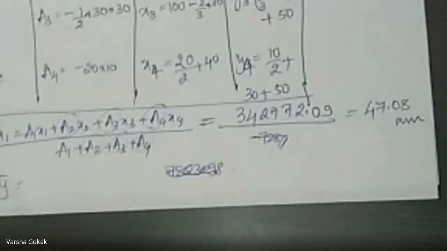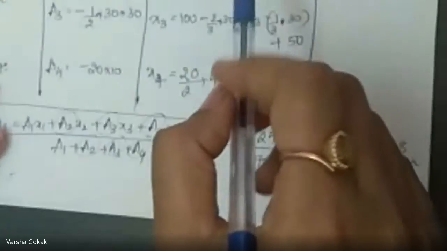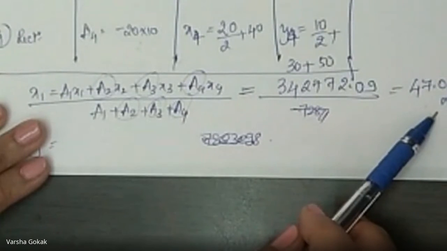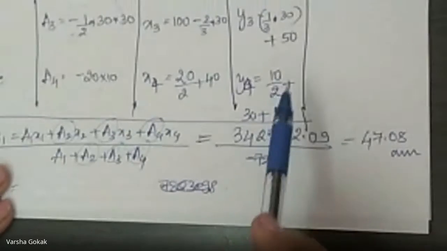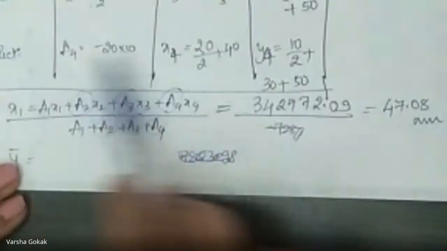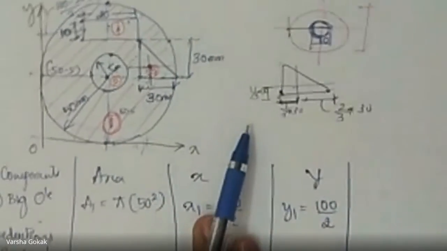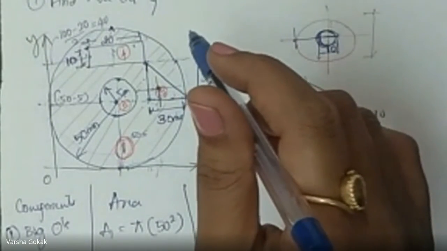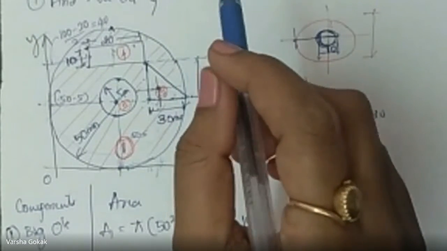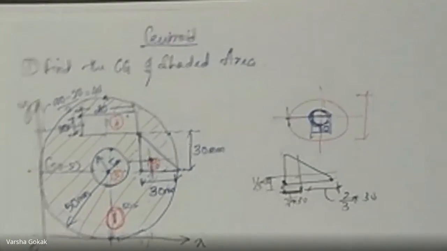For y bar, you will substitute A1 Y1, A2 Y2, A3 Y3 and A4 Y4. Writing these is important. Equally important is substitution and getting the answer. Because if something goes wrong here, the entire numerical is gone. And if everything is right here but you go wrong there, again the entire numerical has gone wrong. Clear? I want you to solve these numericals on paper or in a rough book, and later when I ask you to submit, please submit them as an assignment.